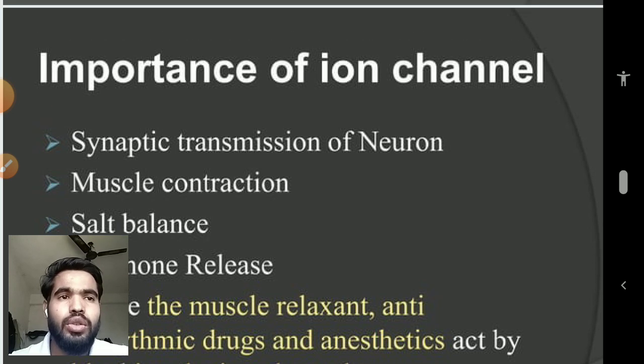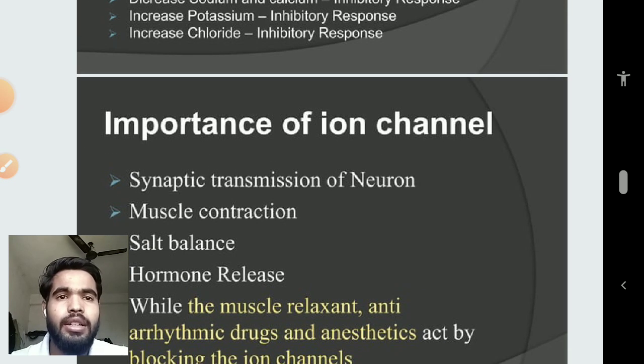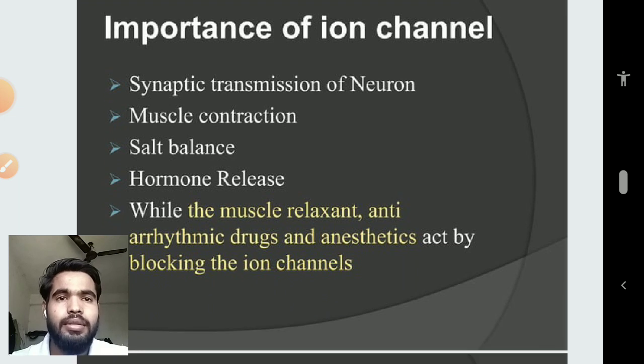What is the importance of the ion channel? Why are ion channels important? First one is synaptic transmission of neurons. For the transmission of a nerve impulse from one neuron to another neuron, ion channels are important to develop the action potential. Whenever ion influx or outflux takes place, the action potential develops and the transmission between neurons takes place. So I have mentioned synaptic transmission of the neuron.